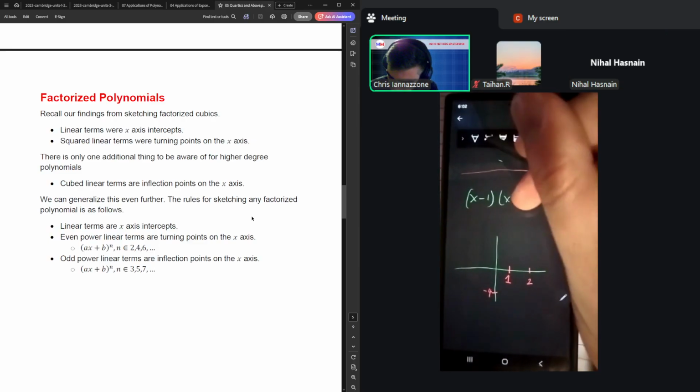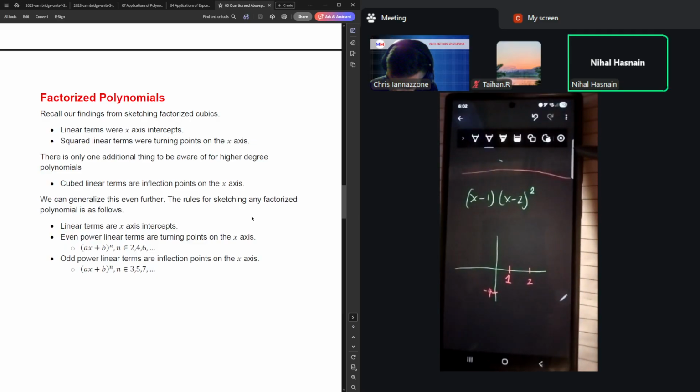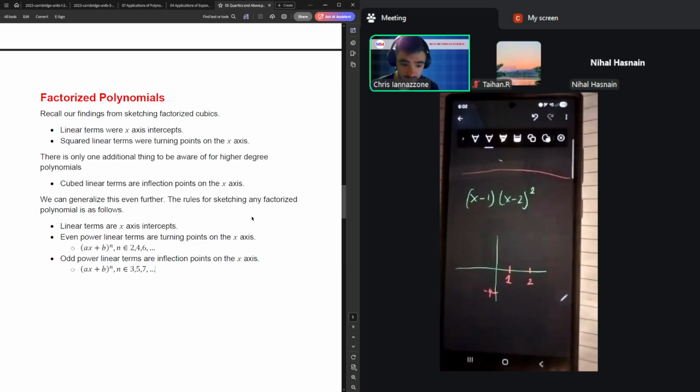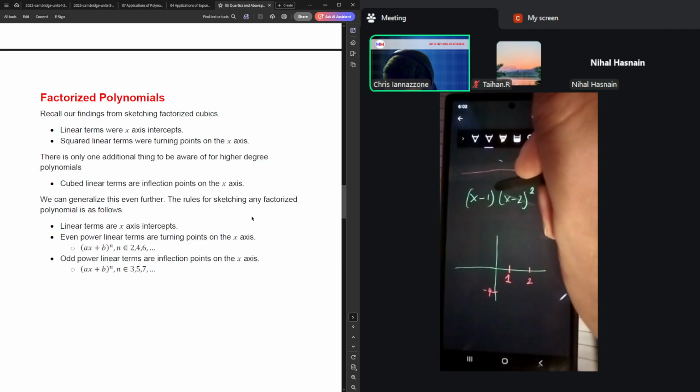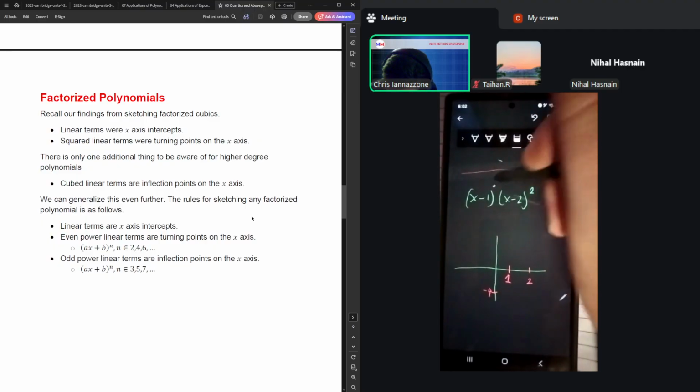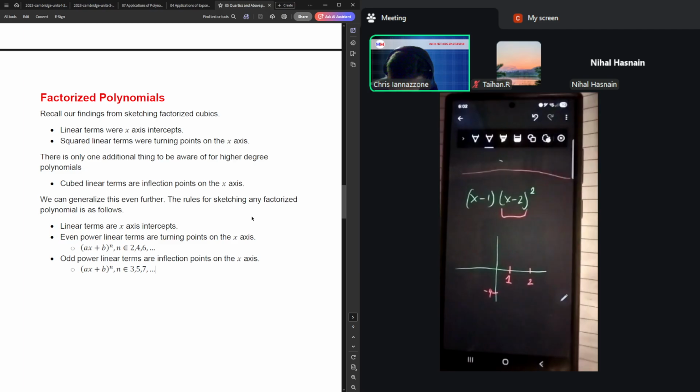How do you know that? Because the power is one. Yeah, correct. There's this implied power of 1 up here, which makes it a cut. Absolutely. Similar idea over here.